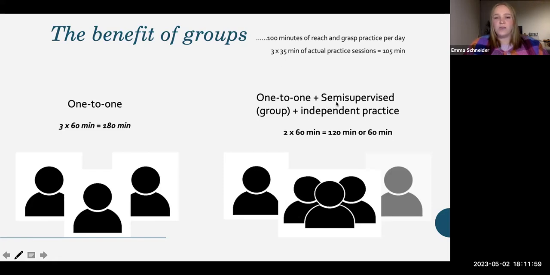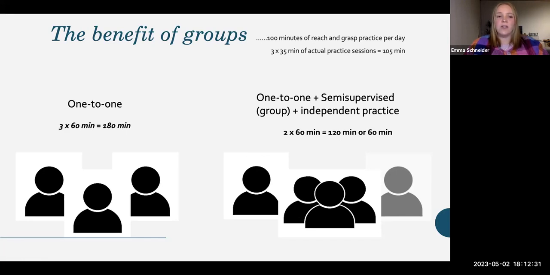Another option here on the screen is using maybe one-on-one sessions, setting up a supervised group for semi-supervised practice, and setting homework for more independent practice. So that could take up to about 120 minutes of a therapist's time. But if someone else was running the group, all you might need to do is the one-to-one session. And already you're only taking 60 minutes of your time, which means you can divide your time more between the other patients that you have to see, but the person is still achieving that 100 minutes of actual reach and grasp practice.